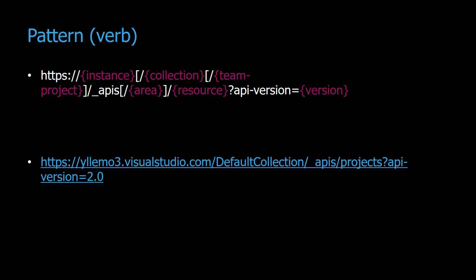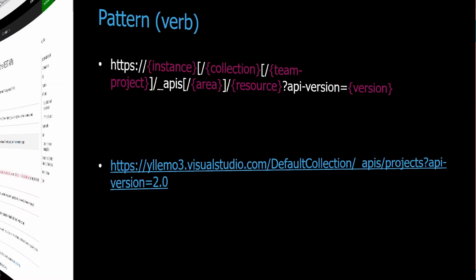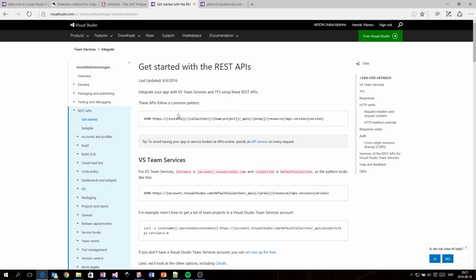Then comes this underscore APIs, and from there we have the various types of areas or questions that we want to ask ourselves. A good practice is to always include the API version, because in some cases it might get stuck otherwise. So here we are at Get Started with the REST APIs. We can see the definition of the API, the common pattern as they call it, and the reason why we should avoid hanging our apps when connecting: we should use the API version number.